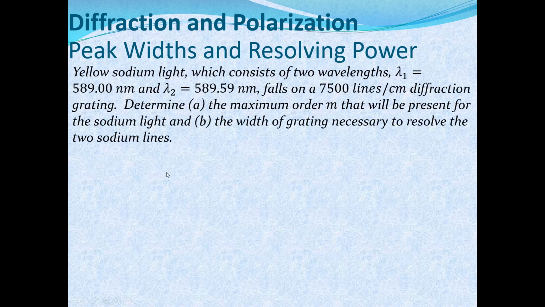So here's another question. You can pause the video, work on this stuff, and we'll go over in a second. All right. So here they want us to figure out the maximum order that we can create that will end up being present for this wavelength. This goes back to what we did before, where we use the equation d sine theta equals m lambda, and we set sine theta equal to 1 and find what the maximum value for m could be.